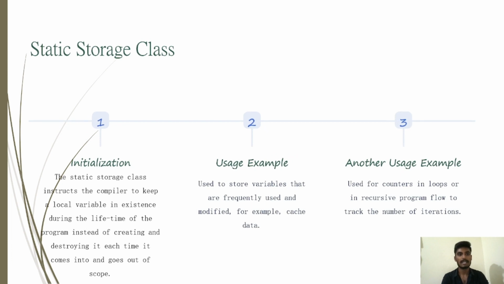Next, we will know about static storage class. The static storage class instructs the compiler to keep a local variable in existence during the lifetime of the program instead of creating and destroying it each time it goes out of scope. Usage: used to store variables that are frequently used and modified, for example, cache data. Another usage example: used for counters in loops or in recursive program flow to track the number of iterations.